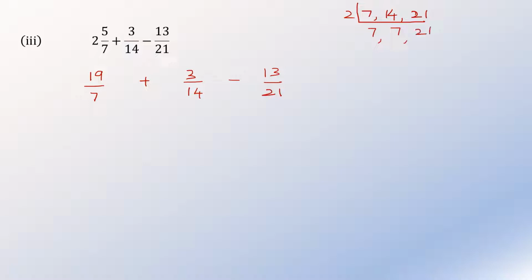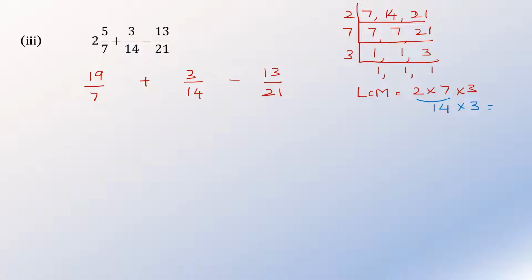I bring down 21. Now I can go to 7 itself. 7 1s are 7. 7 1s are 7. 7 3s are 21. Then I go to 3, 1, 1 and 1. So my LCM is 2 into 7 into 3. That is 2 7s are 14. 14 into 3. Okay. 3 4s are 12, carry 1. 3 1s are 3, 4. So the LCM is 42.